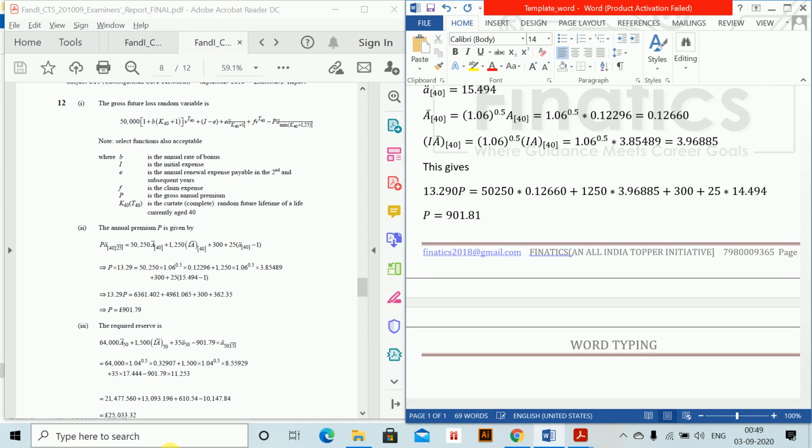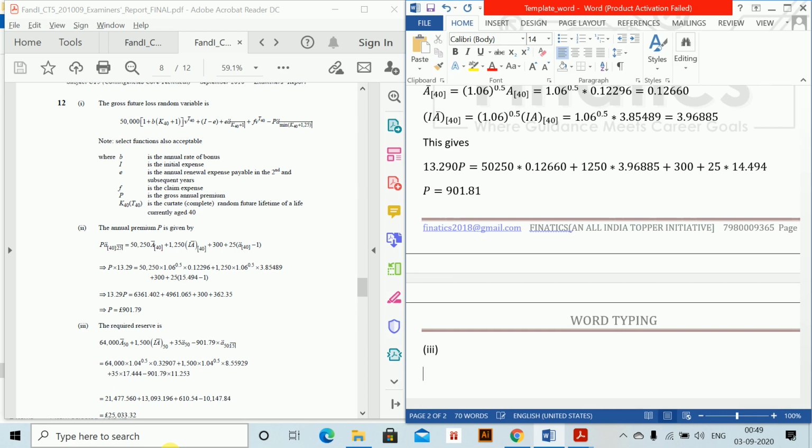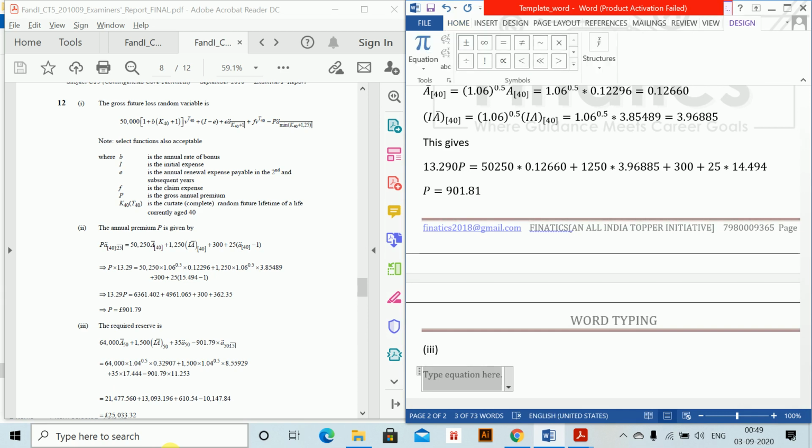Okay, and the last part we have to calculate is the reserve. So part 3, which is the reserve, we calculate. We need to calculate the 10V prospective reserve. You can simply write 10V prospective or retrospective reserve, like this also works. There is no need to write in the equation tab, but since I am doing this, I'll show you all how to write this also.